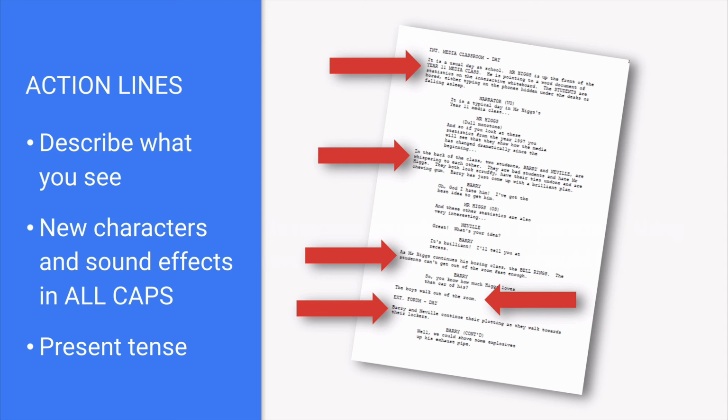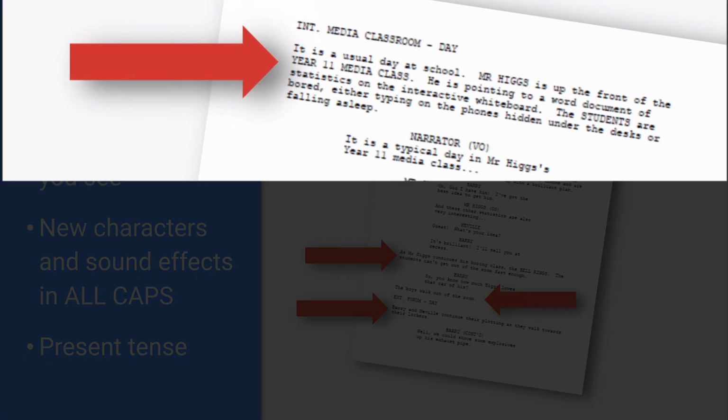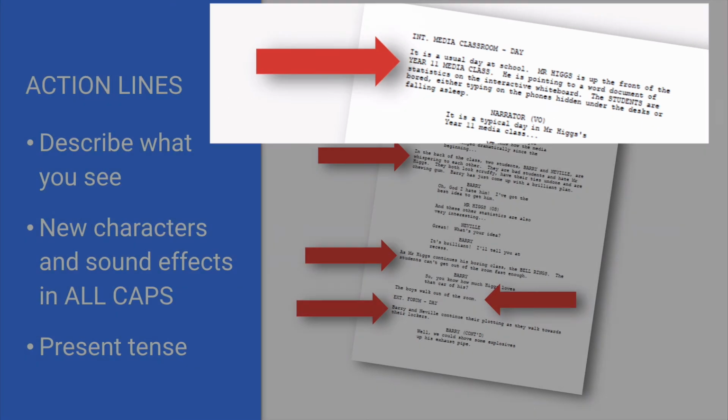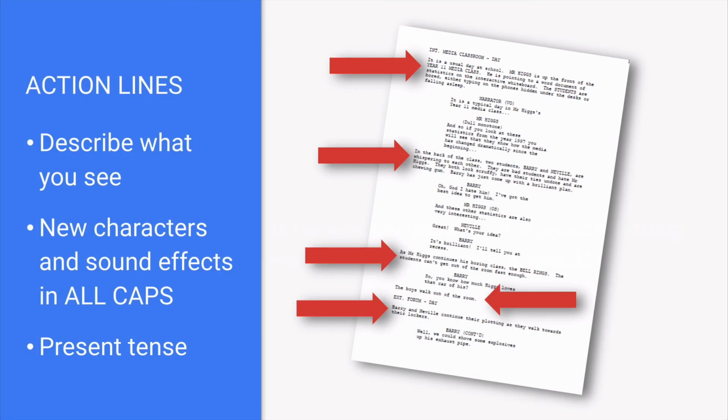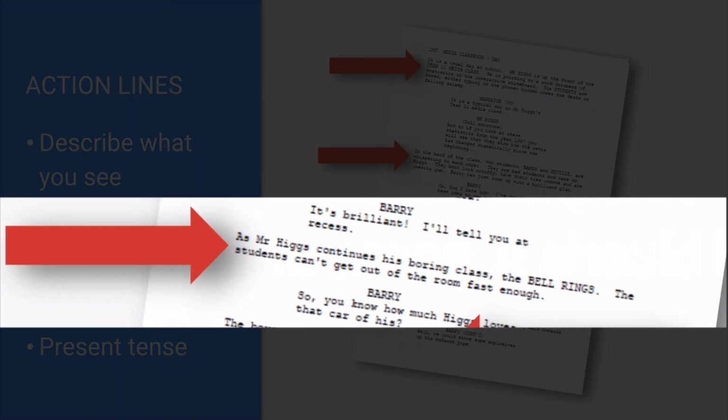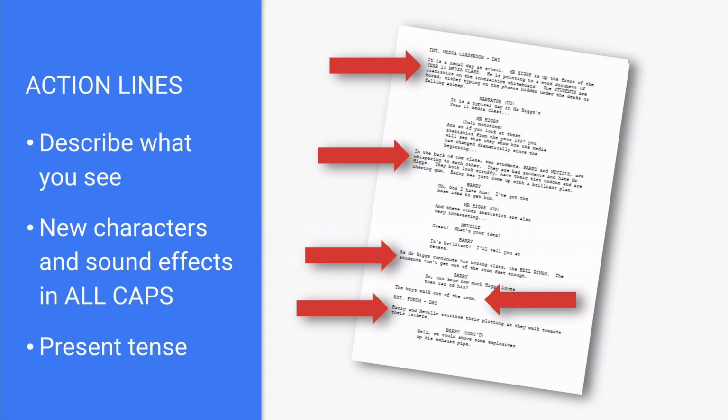So if you are introducing a character, you can see in this example, if we look at the action line up the top, Mr. Higgs is in capital letters, Year 11 media class is in capital letters, students are in capital letters because they're being introduced. And if you scroll down to the third last action line from the bottom, you can see Mr. Higgs is written in lowercase, so only in capitals the first time they're introduced.